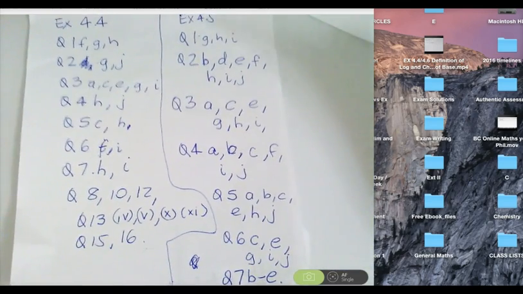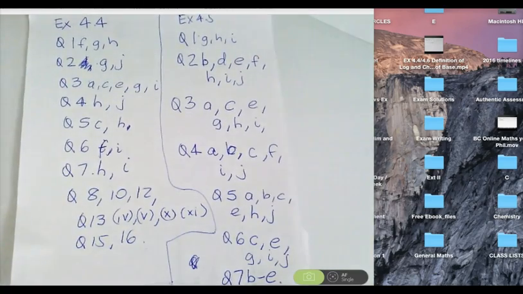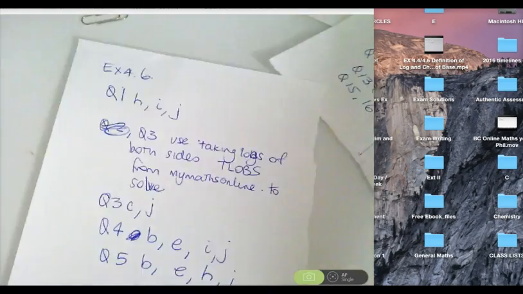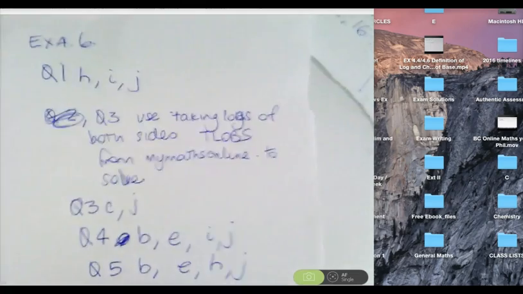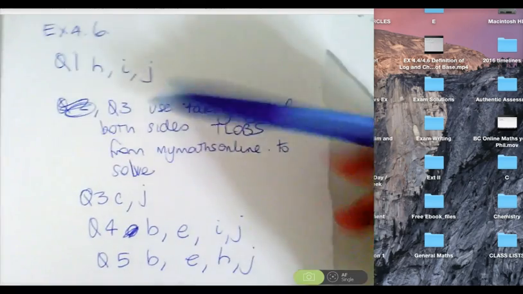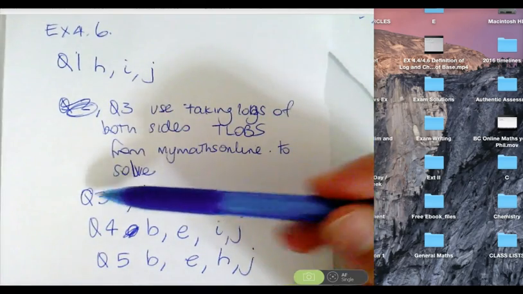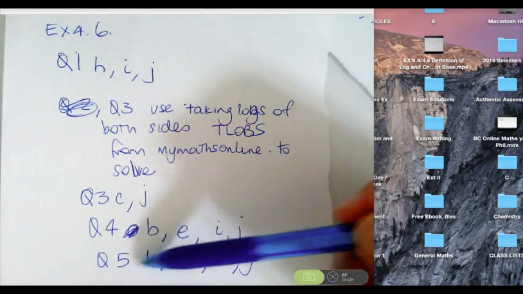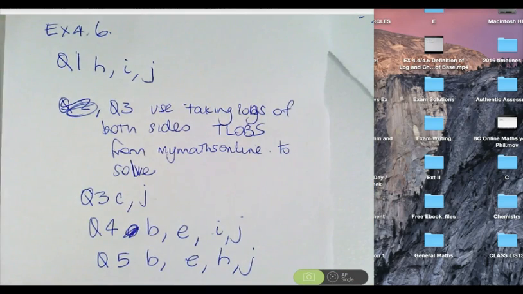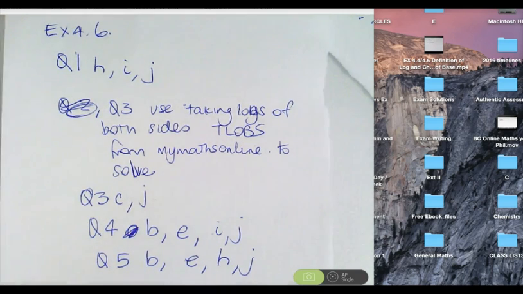And for exercise 4.6, you don't have to worry about question 2. If you can just do these questions, question 1, HIJ, these from question 3, those from question 4, and these questions from question 5. So if you've worked through those videos from My Maths Online, you should find this all fairly okay.